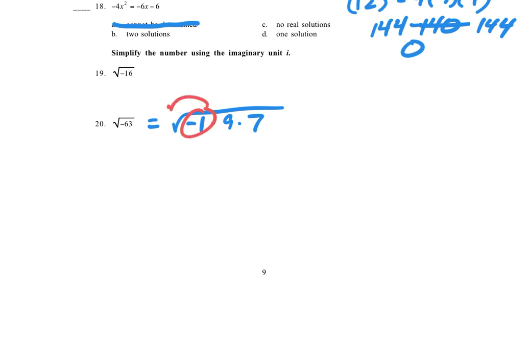This is going to come out. This is going to come out. So the square root of 9 is 3. The square root of negative 1 is i. And then the 7 stays inside. And that would be our answer.